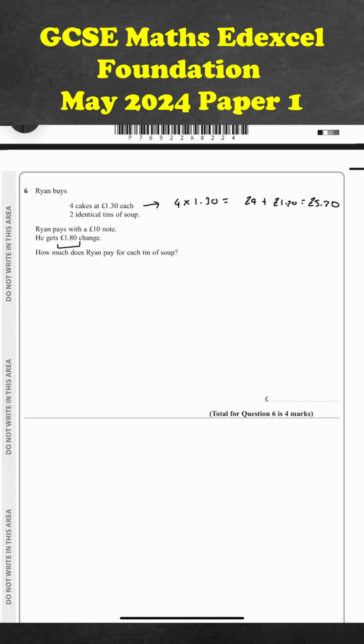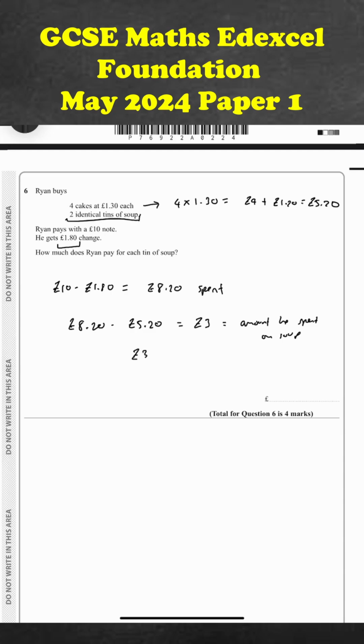He gets £1.80 change, which means £10 minus £1.80 is going to be the amount he actually spent. So he spent £8.20. £8.20 minus the £5.20 on cakes equals £3, which is the amount he spent on soup, and it was 2 tins. So £3 divided by 2 is £1.50 per tin of soup.